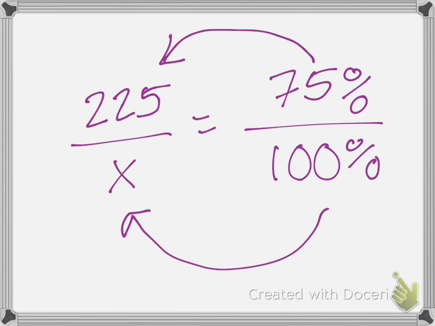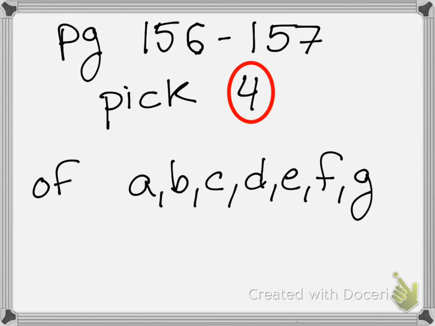Now we have to see how we go from here, and we do the same to here. Hannah, how do we go from 75 to 225? We multiply it by 3. So we do the same to the bottom, and we get x equals 300. Exactly. So I want you to go to page 156, 157, and pick 4 of either A, B, C, D, E, F, or G.